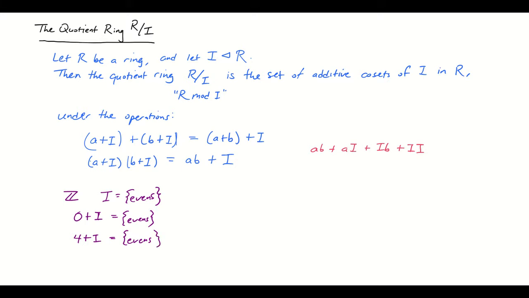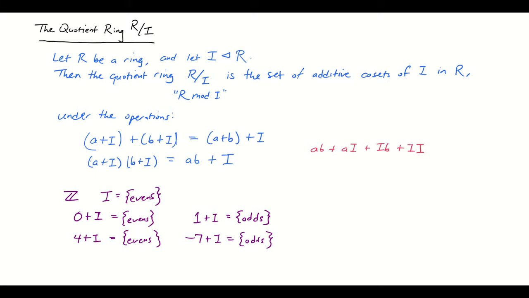So this coset has two different names. In fact, it has a lot of different names. Those are just two of them. And then I have this other coset, 1 plus I, which is the set of all odds. And I have other ways of calling that coset, like negative 7 plus I, and it'd be exactly the same set.